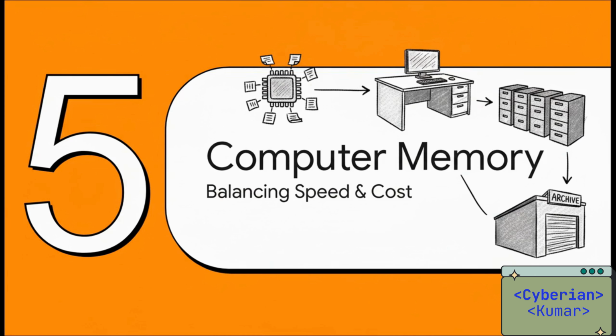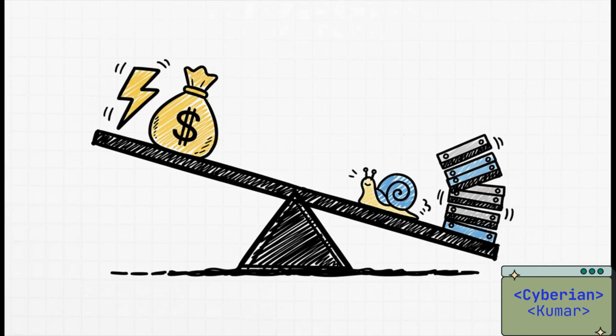You see, just like a real office has a desk for current work, filing cabinets for recent projects, and maybe a huge archive warehouse for old files, a computer needs different kinds of storage for different jobs. And it all comes down to a really basic trade-off. You can get memory that is incredibly fast, but it's going to be really expensive and you won't get much of it. Or you can get a massive amount of storage for cheap, but it's going to be slow. It's just a law of physics, really.